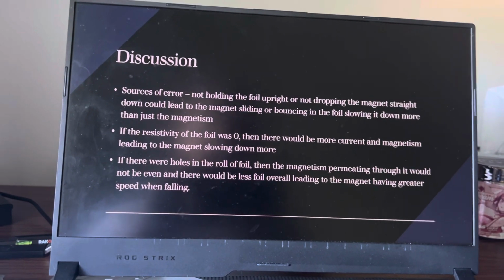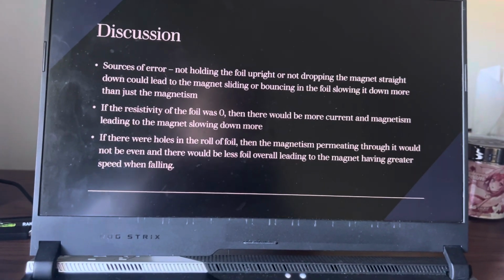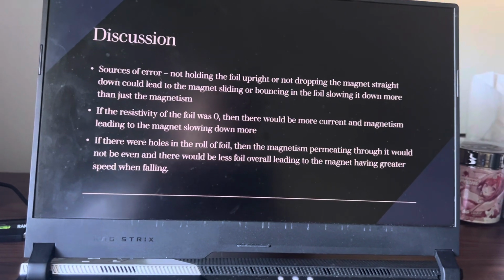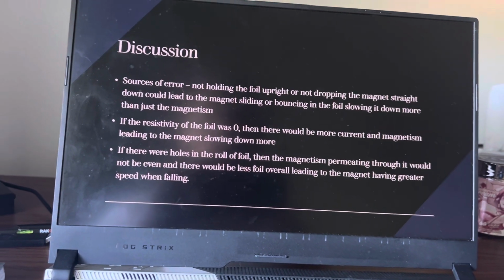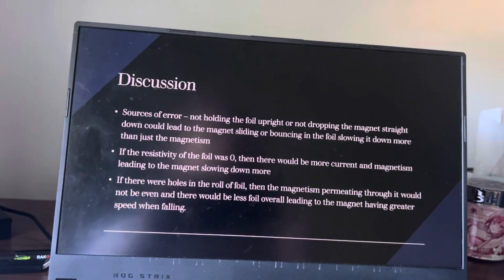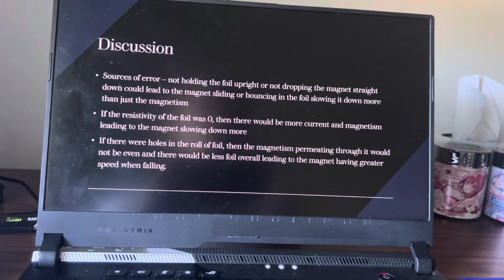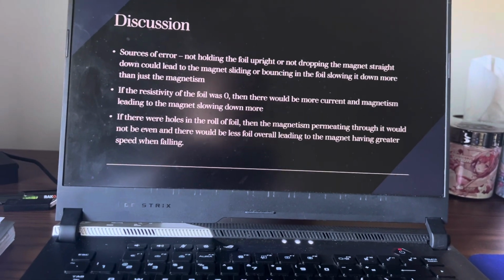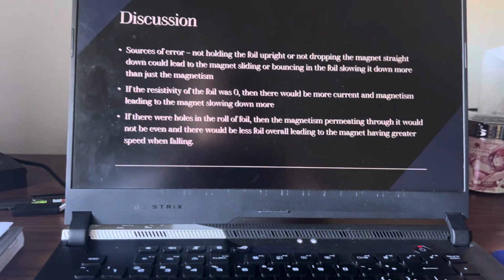of the foil was 0, then there would be more current and magnetism flowing through, which leads to the magnet slowing down further. On the other hand, if we were to poke holes into the roll of foil, then how the magnetism was oriented and permeating through the foil would change, as well as there being less foil overall, leading to lower magnetism and the magnet falling through at greater speeds.